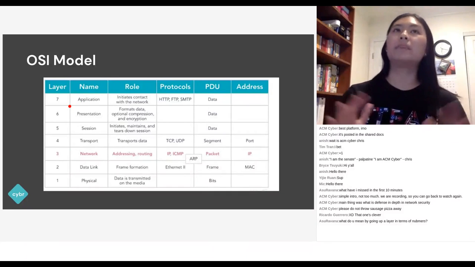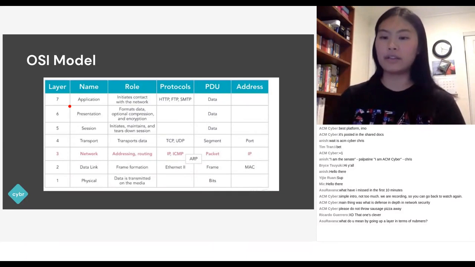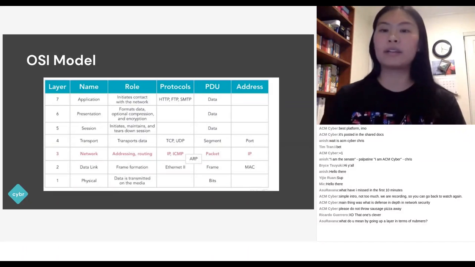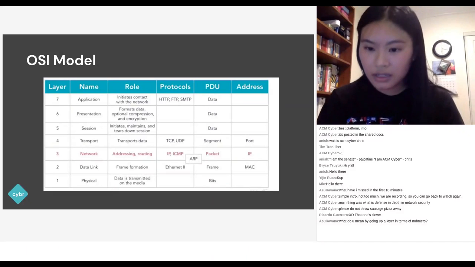So that's kind of like a big picture overview. I know it doesn't cover everything, but it will help people kind of understand.